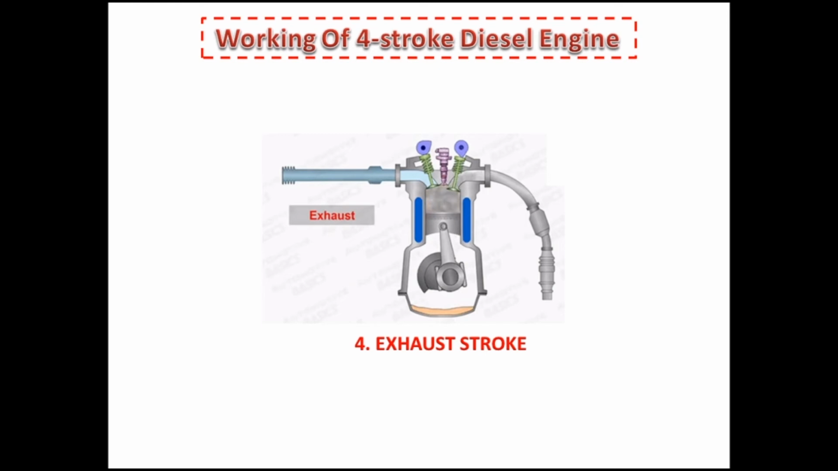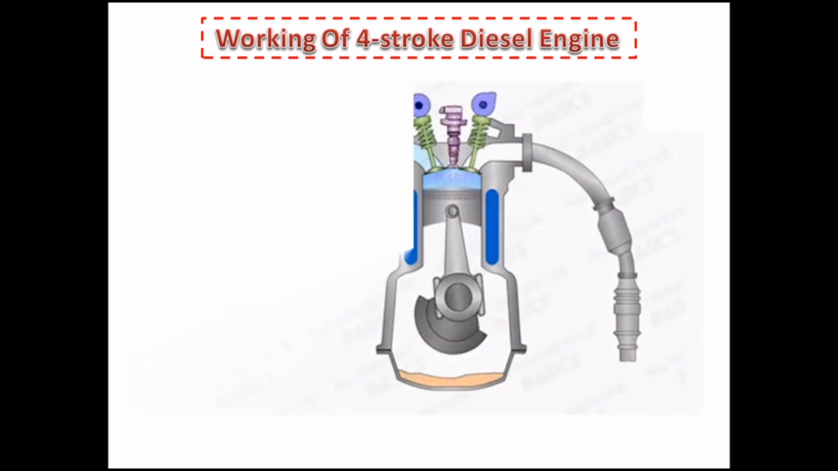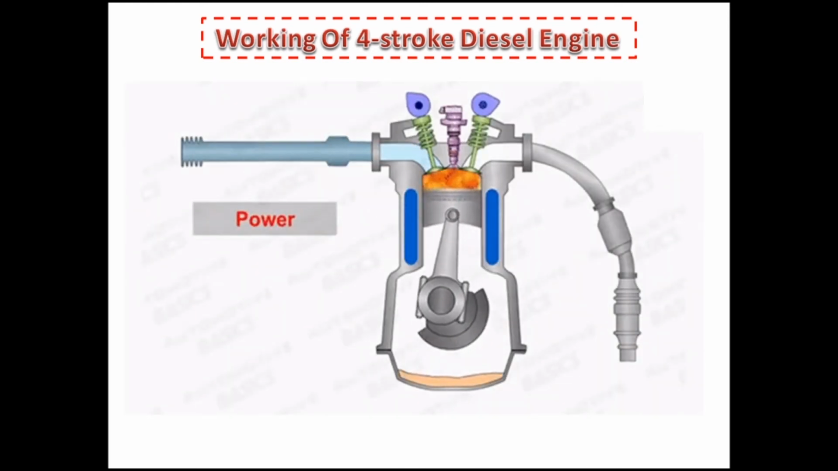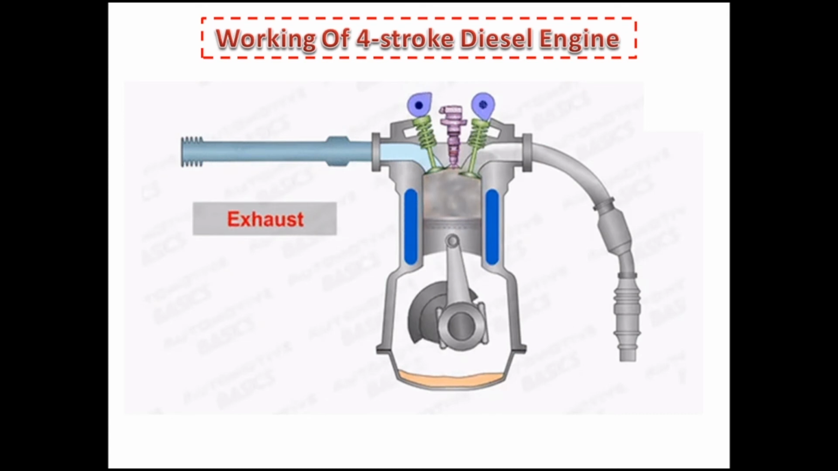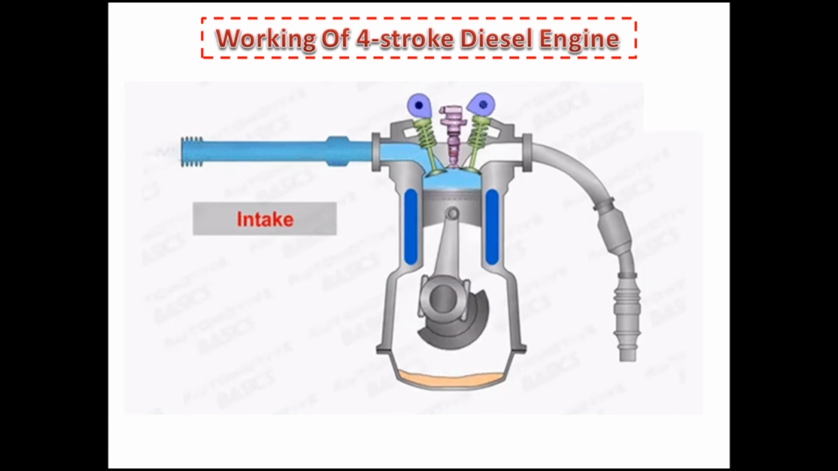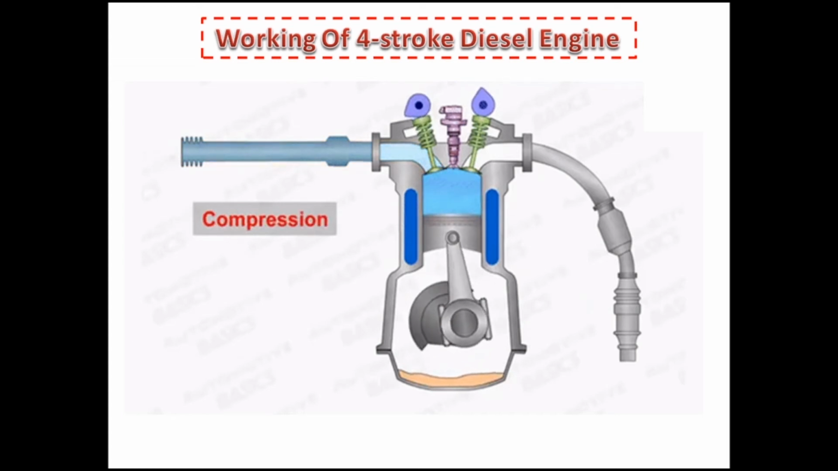Now we can understand the working by seeing this animation. Compression happens, then in the power stroke the piston is coming downward and we're getting power, and in the exhaust stroke the piston is going upward. So now we can understand it very easily. Okay, so this is all about the working mechanism of a 4-stroke diesel engine.